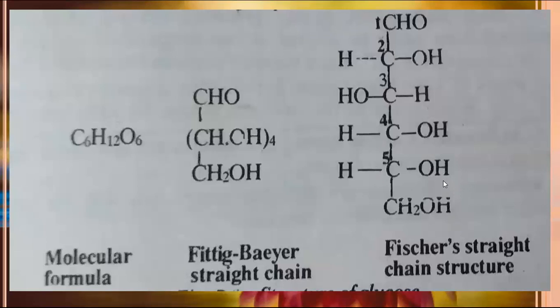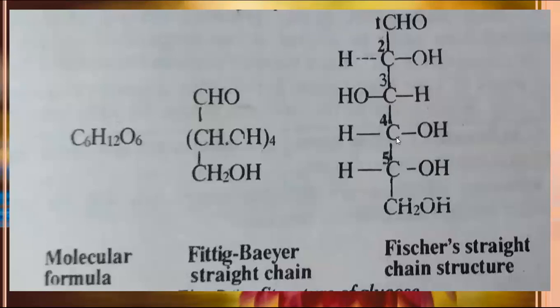The Fisher straight chain structure explains the existence of four asymmetric carbon atoms. The four asymmetric carbon atoms are carbons 2, 3, 4, and 5. They exist as different types of isomers. Isomers means structurally changed on carbon atoms 2 to 5, in the arrangement of hydrogen and hydroxyl groups. So this is the straight chain structure.